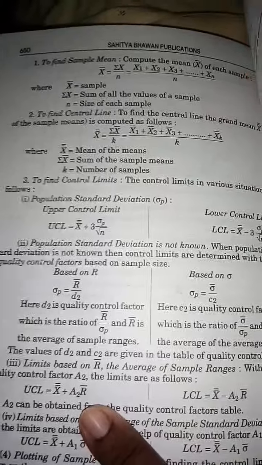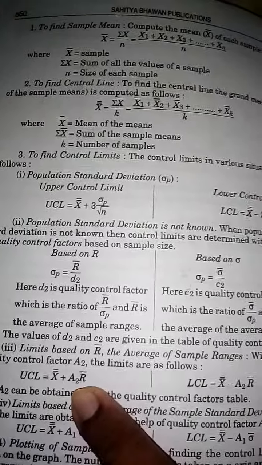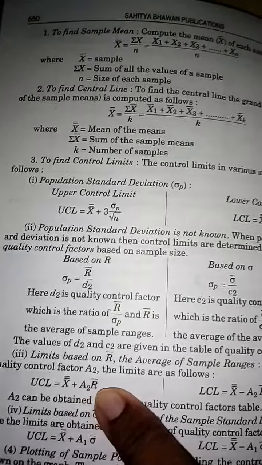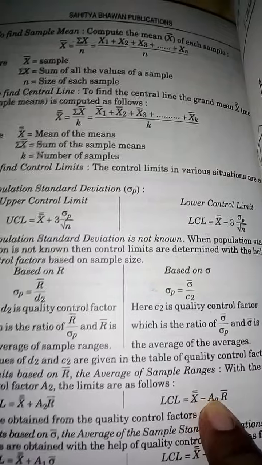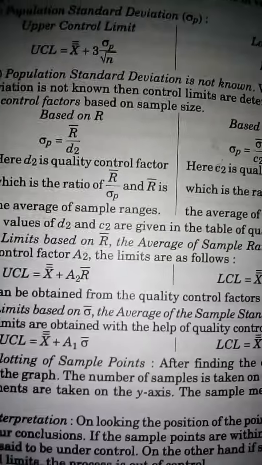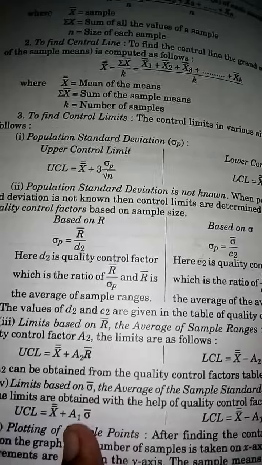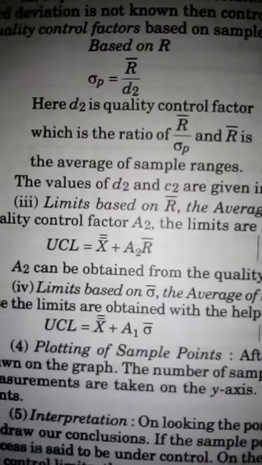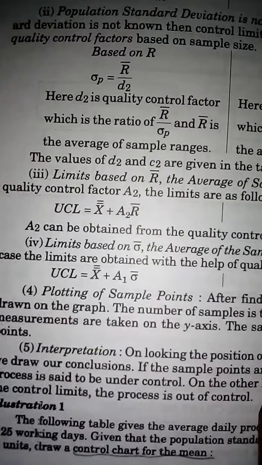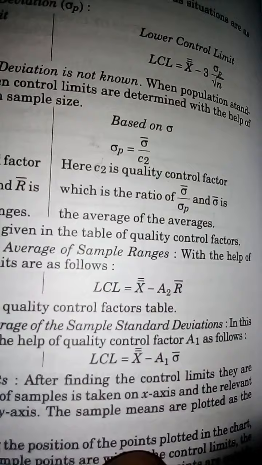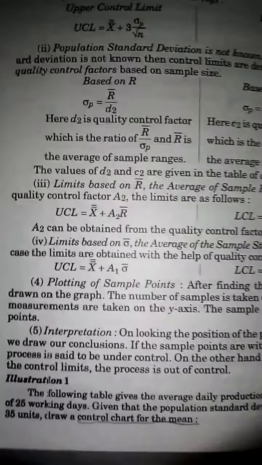Now if the c2 and d2 values are not given, and if the value of A2 is given, then we have to put this formula: mean of mean plus A2 R bar, mean of mean minus A2 R bar. Now if the A2 value is also not given and the A1 value is given, then this will be the formula: mean of mean plus A1 standard deviation bar and mean of mean minus A1 standard deviation bar.